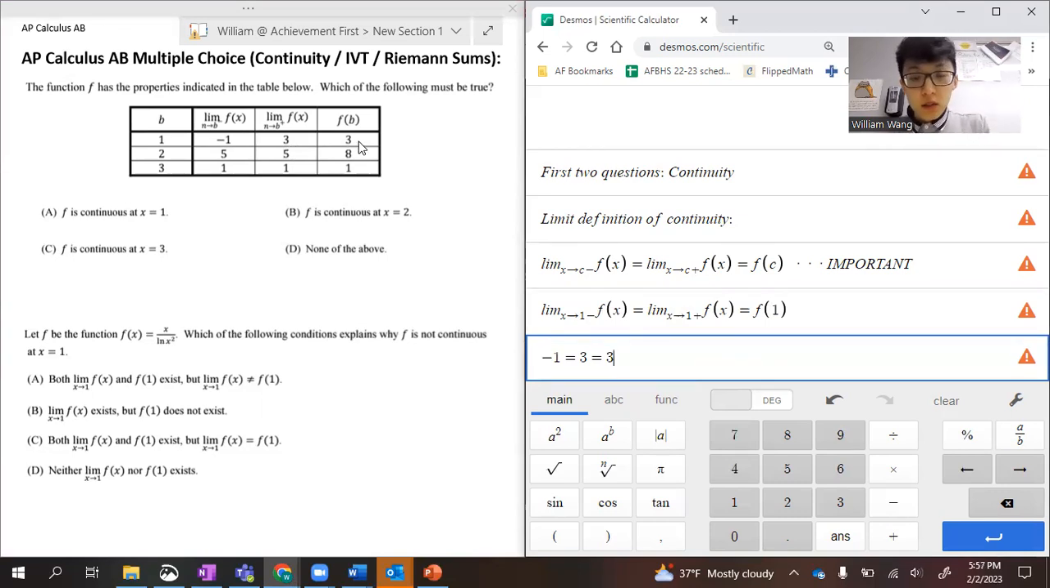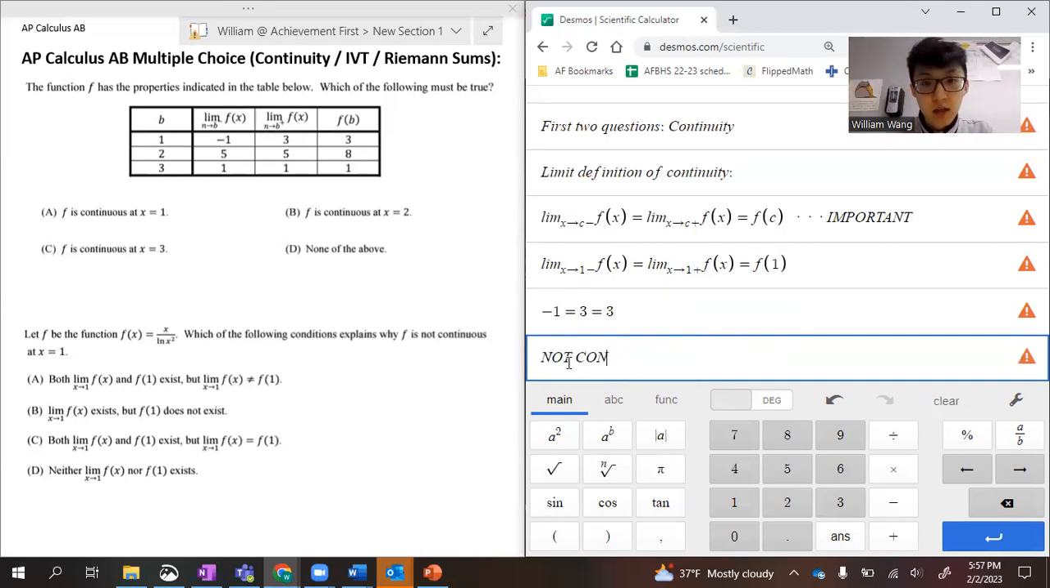So clearly this is not continuous, because my limit from the left is going way down at -1, while my other two, my point and my right limit, are at 3. So this is not continuous.